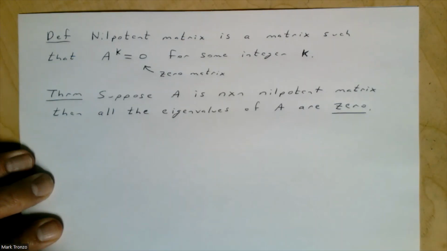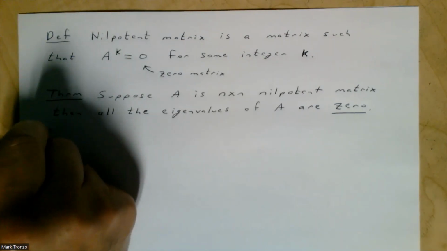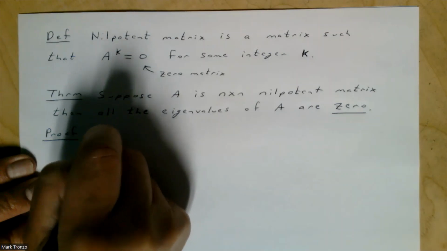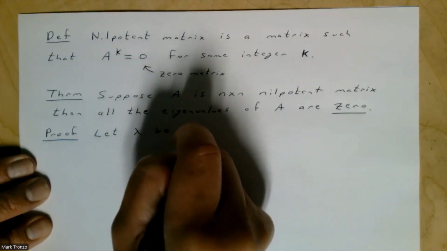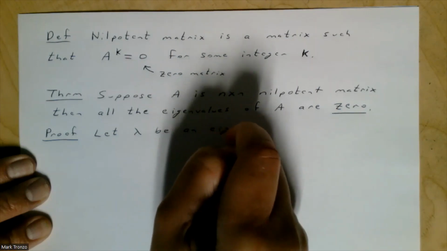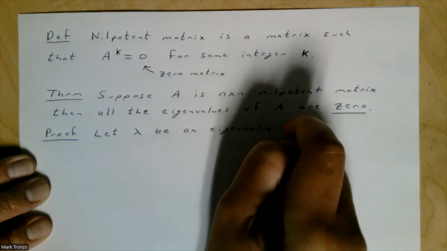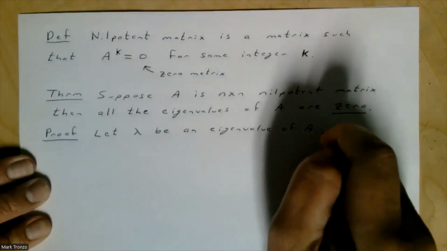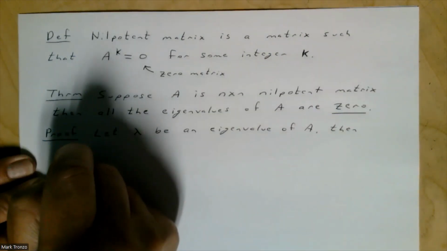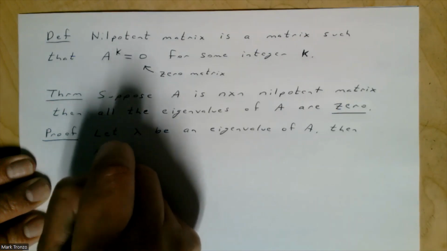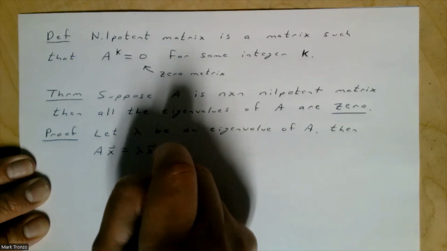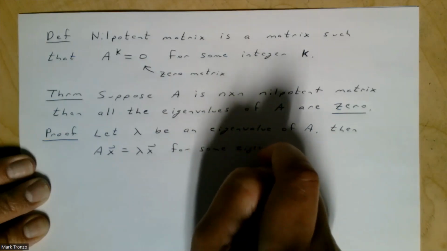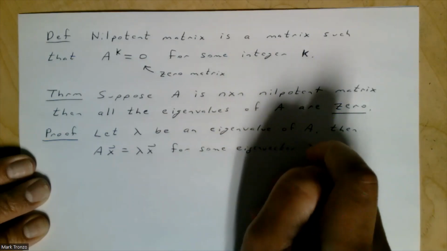So let's take a look at this. Let lambda be an eigenvalue of A, then AX equals lambda X for some eigenvector X.